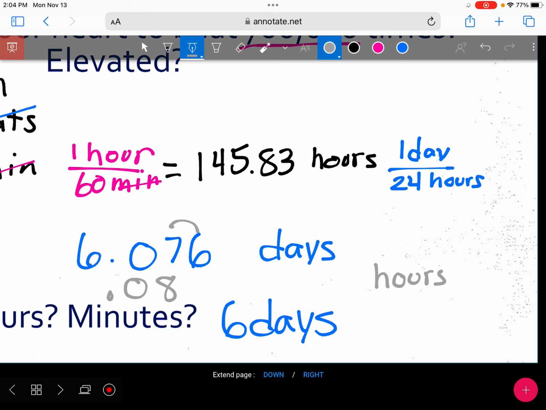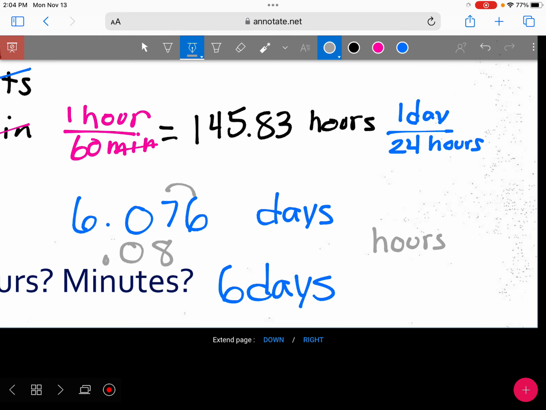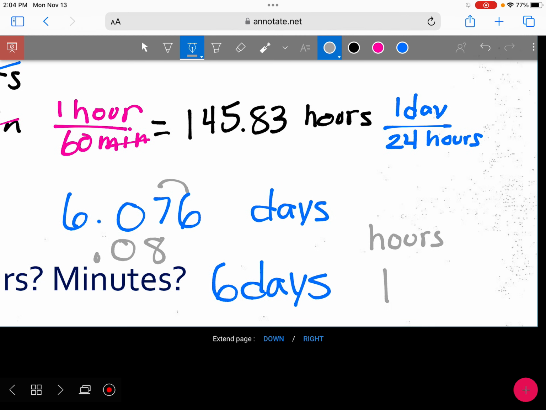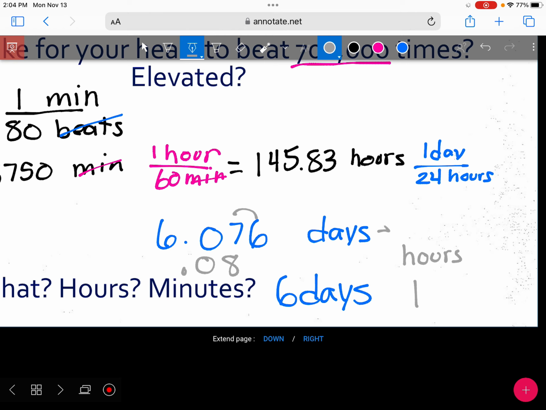8%. How can I find 8%? Divided by 24. Close. Not dividing by 24. I need to multiply. Now I'm working back the other way. So our 0.08 times 24, I get 1.92 hours.